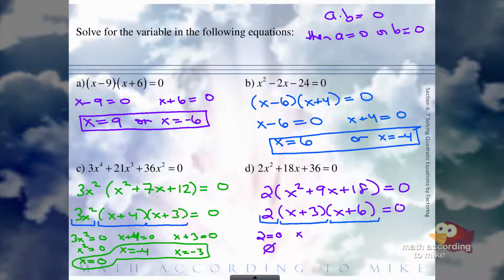So the 2 does not contribute any values for x. If we set x plus 3 to 0, we would get negative 3. And then if we set x plus 6 to 0, we would get x to be negative 6. So we only have two solutions here, negative 3 and negative 6. Remember, in all these, you should put your numbers back in to check.